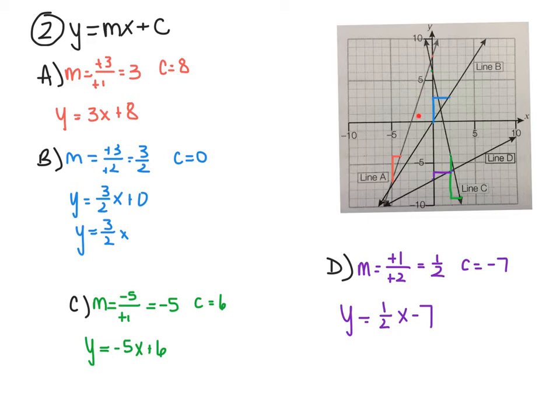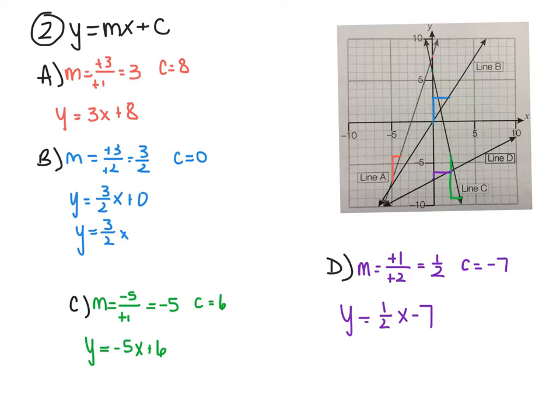So for line A here, I found 2 points that intersected at nice integers and saw that we go up 3 and to the right 1, so our slope is 3. And we had a y-intercept of positive 8. So we have y equals 3x plus 8. For line B, we go up 3 and over 2, so we have a slope of 3/2, and we go through the origin, so a y-intercept of 0. So you get y equals 3/2 x plus 0, or just y equals 3/2 x.